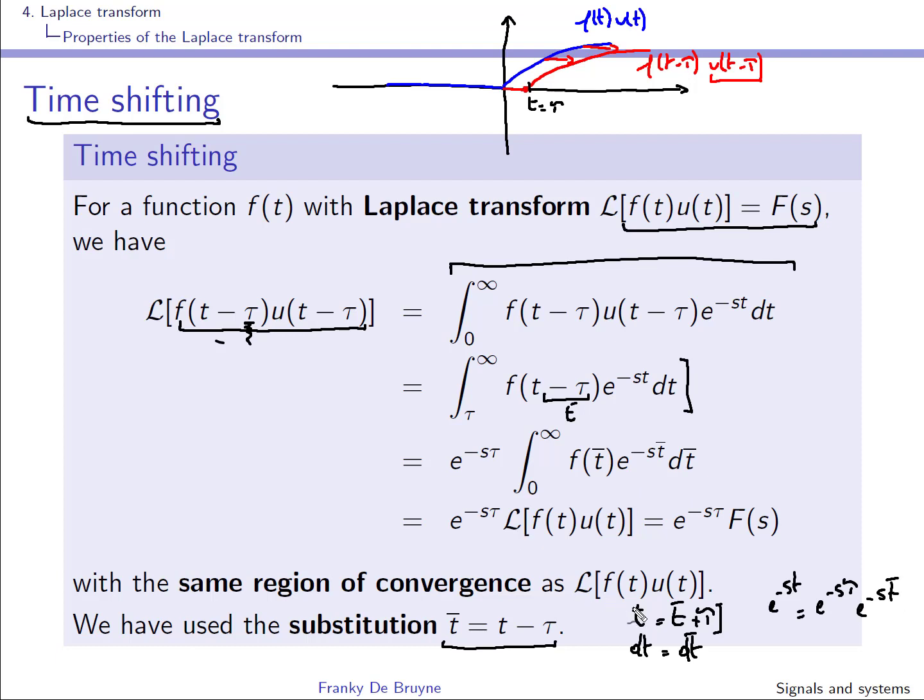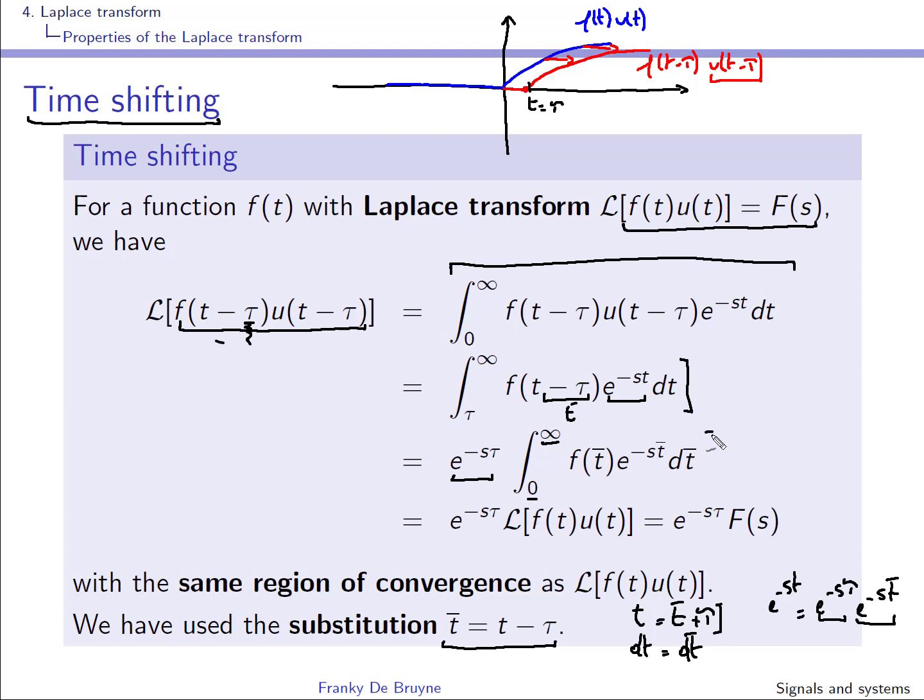And we'll do a change of variables. So here we have the integration bounds tau and infinity. Using this change of variables, this changes to integration bounds 0 and infinity, right? And e to the minus s tau, well, you have this factor, you find it over here. We can take it outside the integral because it does not depend on t bar, and the other factor has to stay inside the integral because it depends on t bar.